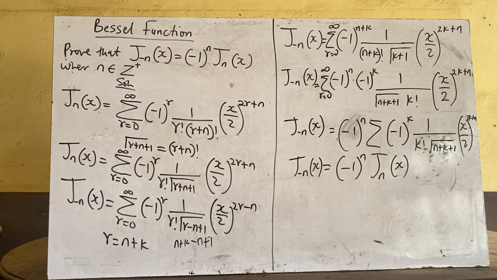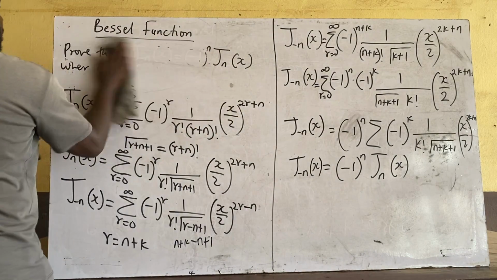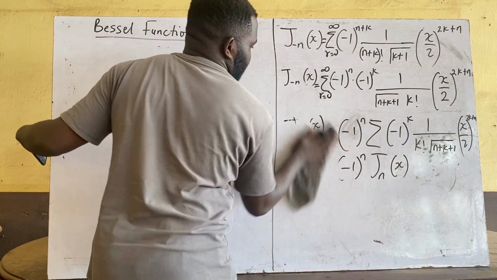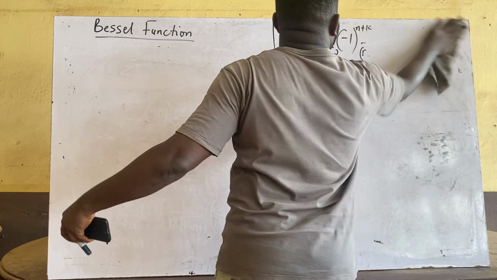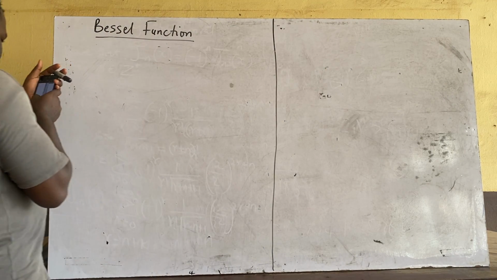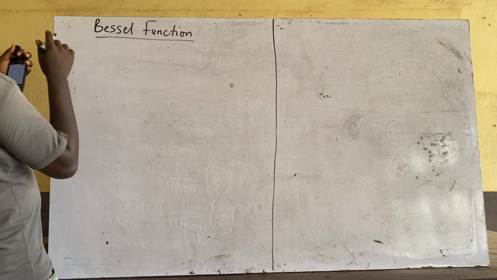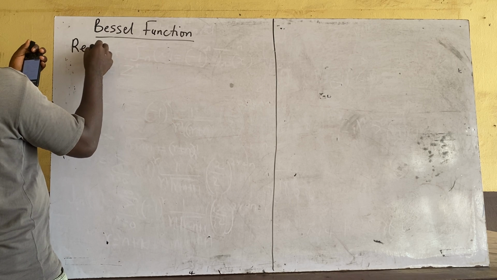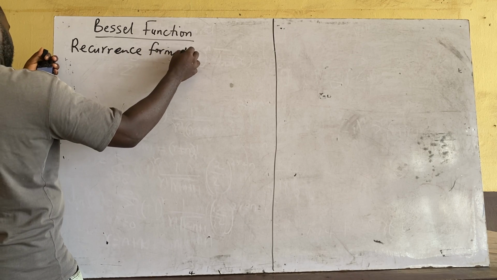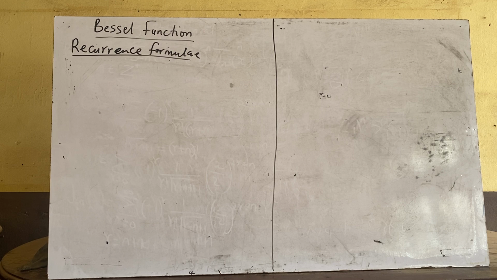We have just two proofs here. We're going to do the second one now. Permit me to clean here. So we'll do the second proof. This second proof is a recurrence formula. Recurrence formula. And let me just close this because of noise.